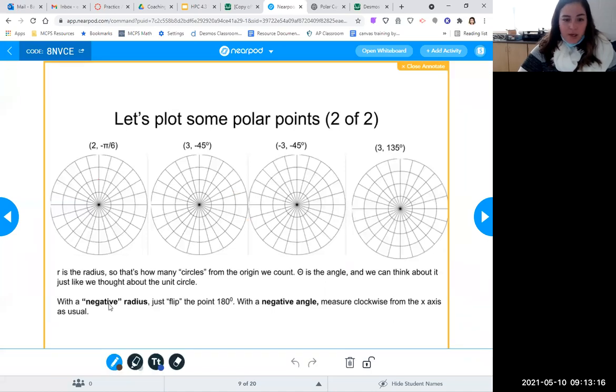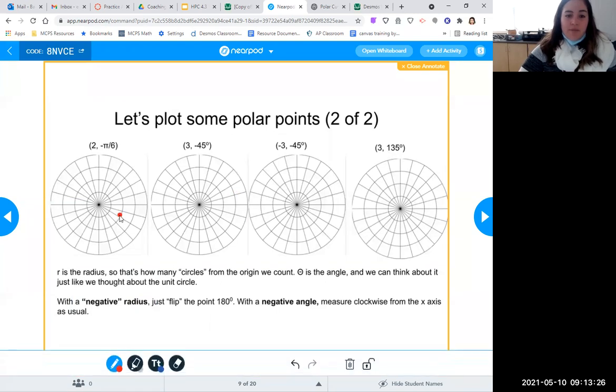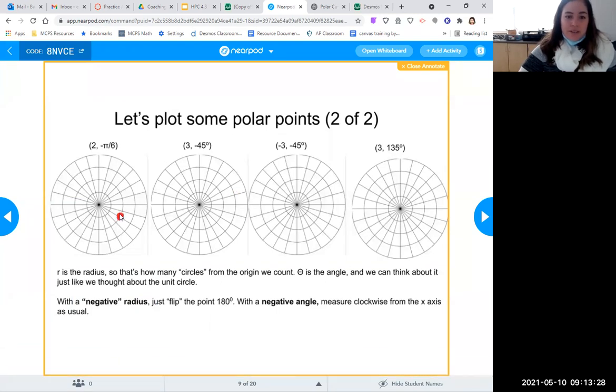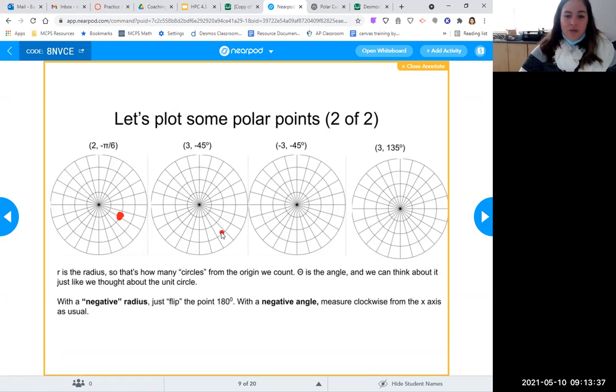All right, let's do a couple more. So 2 and then -pi/6, so that's 2, -30. So we go out 1, 2, and then down clockwise, pi/6. 3, -45, go out 1, 2, 3, and then 1/8 of the way through the circle right here at -45 degrees.